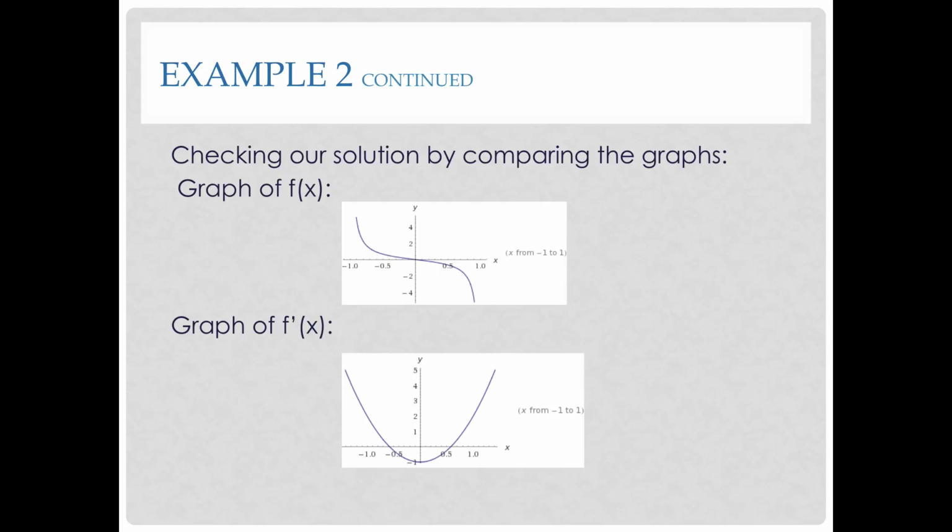So now let's check our solution by comparing the graphs of f of x and f prime of x. As you can see in the first graph, there is a 0, and in the second graph, there's a horizontal slope in the same spot that the f of x graph crosses the x-axis. So we can see the corresponding horizontal slope in f prime of x is symbolic of the f of x graph crossing the x-axis.